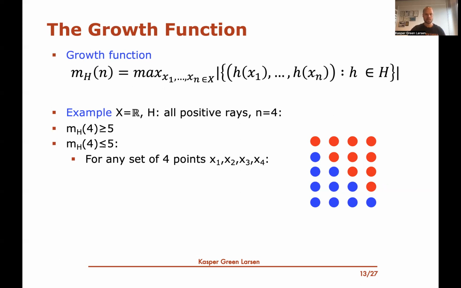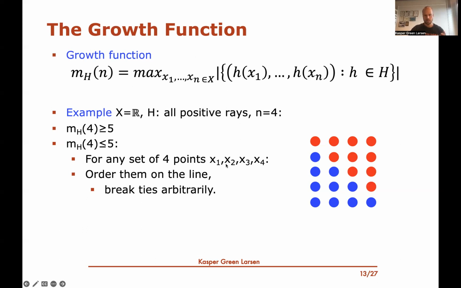So basically we have to say that no matter what 4 points, right? If you give me 4 points, x1, x2, x3, and x4, I have to argue that I cannot generate more than 5 dichotomies. Okay, so how would that argument go? Well, take those 4 points. We don't know what they are, right? They're just given to us as input, because we have to argue that no matter what 4 points you choose, the growth function is at most 5.